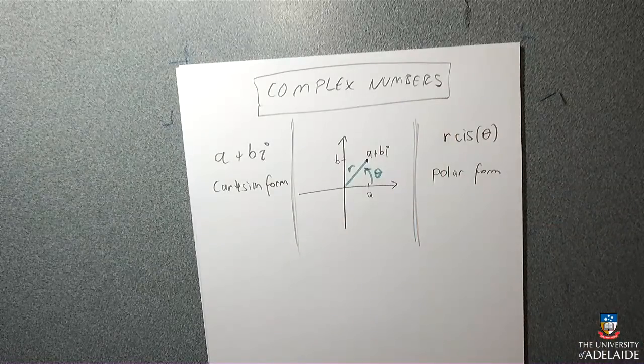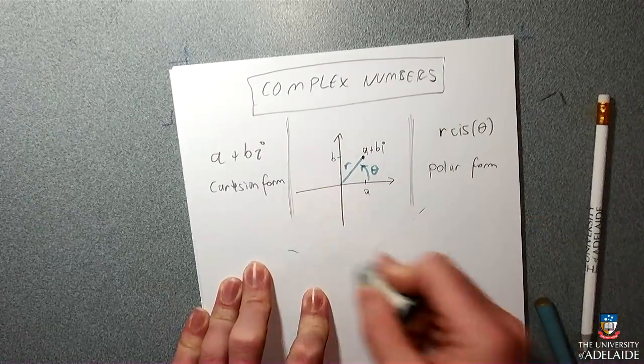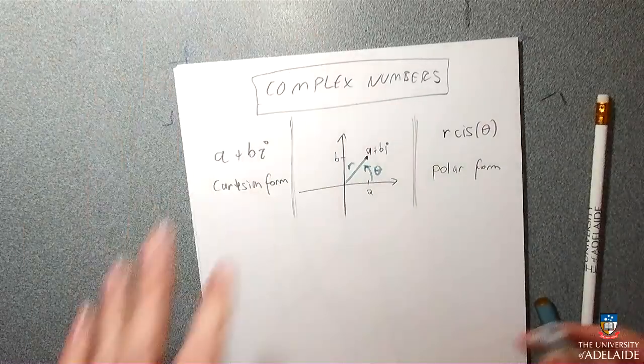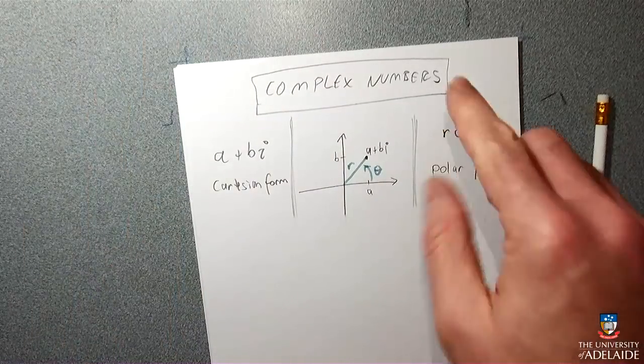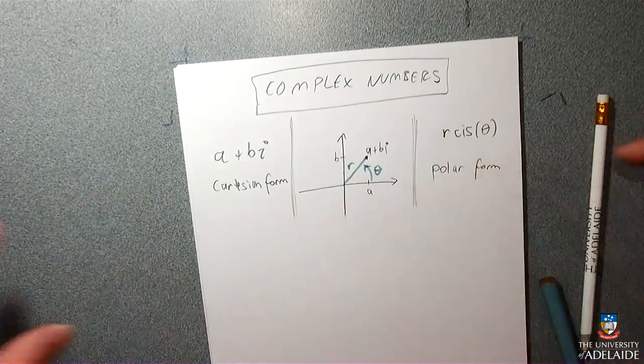And different people in different places use different things. Over in electronics, they use j for what we use in maths for the number i, and they use r angle theta for their representation of this. There are lots of different representations. These are the ones in maths. And the useful thing is to be able to convert between these.